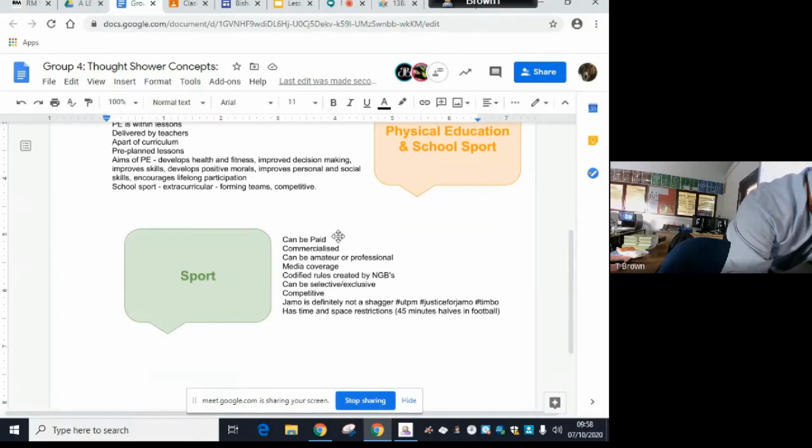Sport could be paid, so you could put the terms professional or semi-professional or not novice, amateur, commercialized. All right, you've got amateur and professional, so you've covered that. Media coverage, codified rules, selective, competitive.